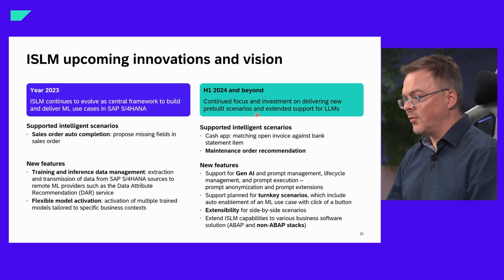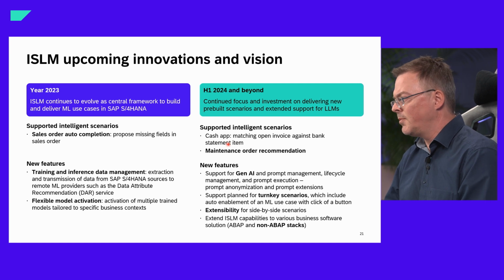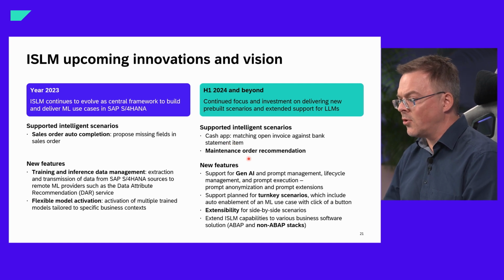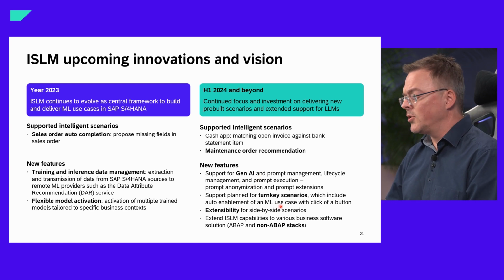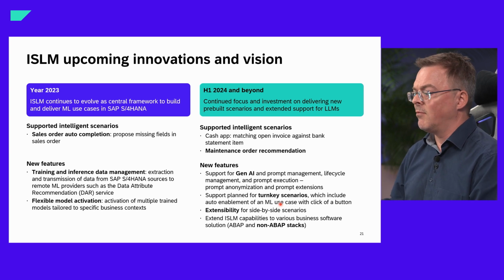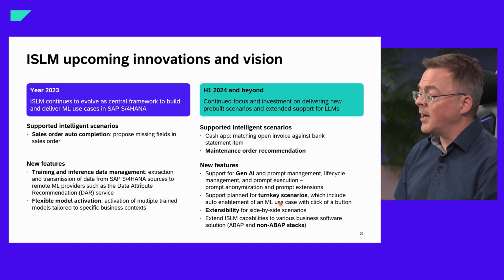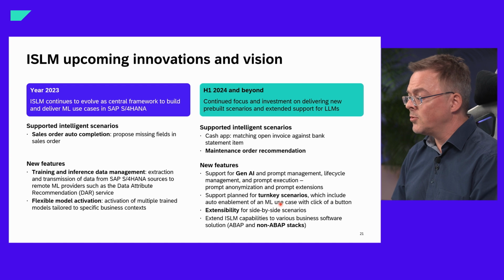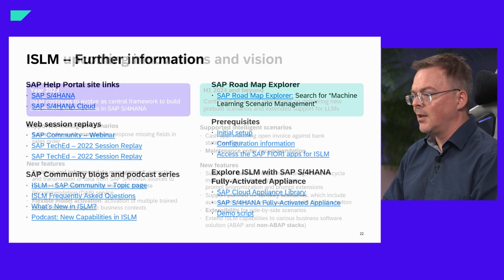For 2024 and beyond, we continue to support new intelligent use cases like Cash App, which will be coming to ISLM, or maintenance order recommendation. And we already talked about the Gen AI with respect to new features, but we'll also support the turnkey scenarios, which is activation of an intelligent scenario with one click. We want to do extensibility for side-by-side scenarios, and we will also extend ISLM capabilities to not only cater to business software running on the ABAP stack, but also to other stacks.